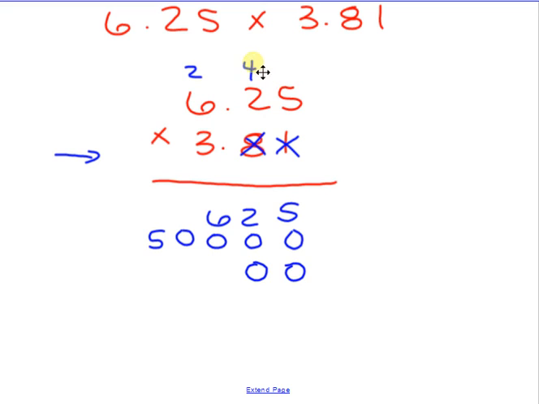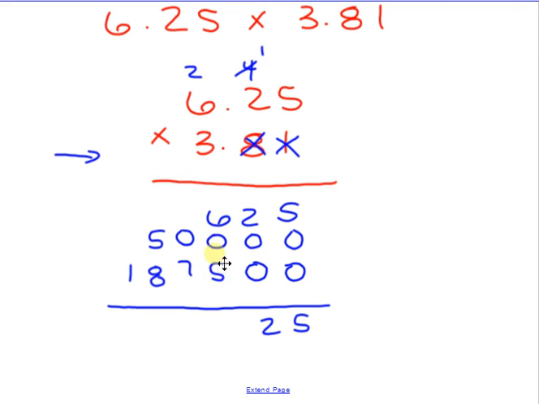So 3 times 5 is 15. We're going to carry the 1, put the 5. 3 times 2 is 6, plus 1 is 7, and then 3 times 6 is 18. And then we're going to add this all up. So 5 plus 0 is 5, 2 plus 0 is 2. 6 plus 0 plus 5 is 11, so we're going to carry the 1, put the 1 here. 1 plus 0 plus 7 is 8. 5 plus 8 is going to be 13, and then 1 plus 1 is 2.